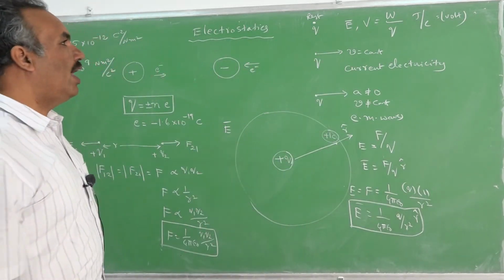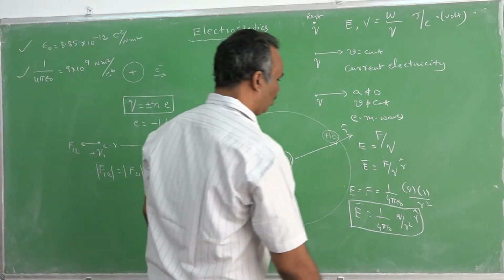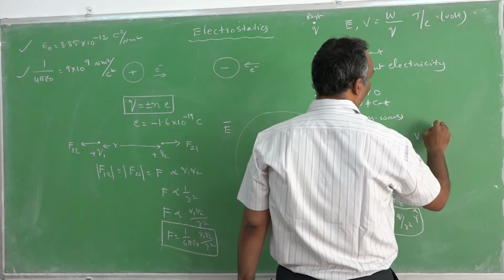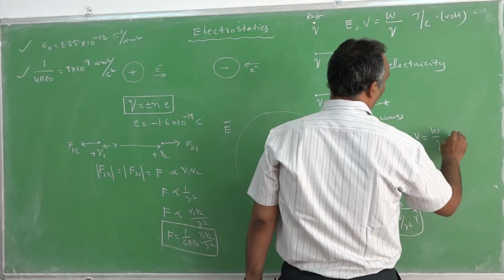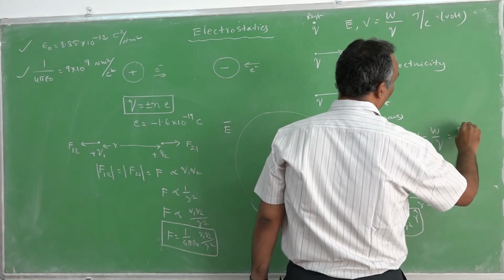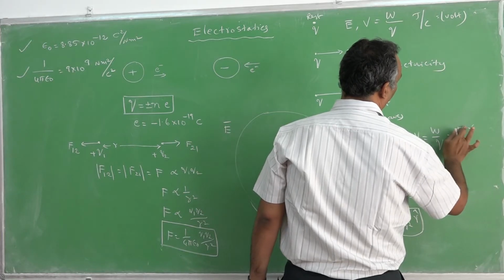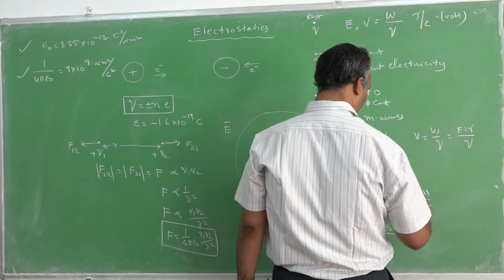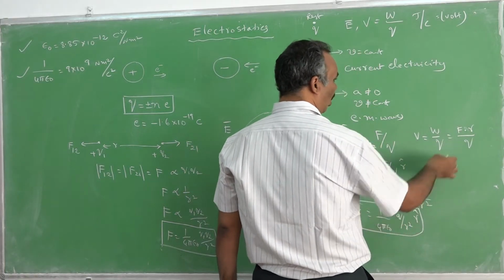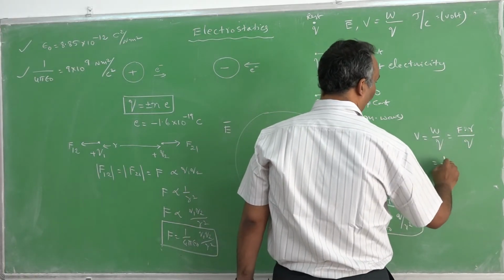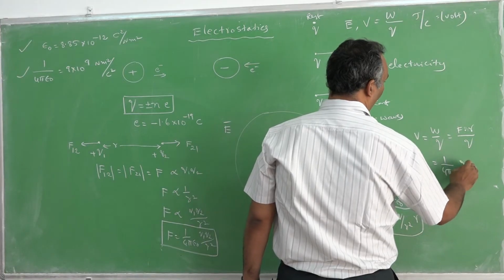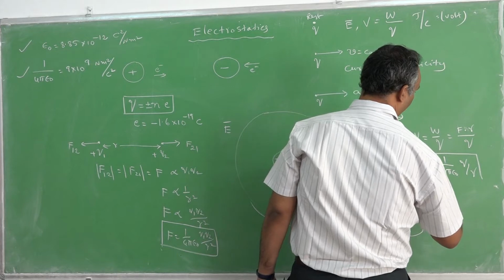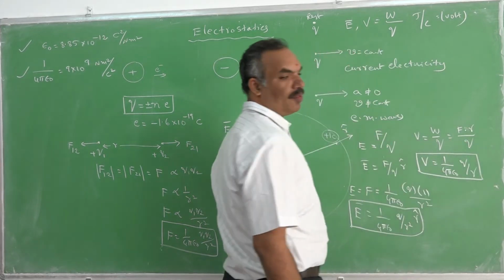If you want to give an expression for electric potential, then you should take work done. Work done is nothing but force into displacement, or F bar dot R bar, by Q. As you are bringing unit charge, force into R is nothing but 1 by 4 pi epsilon naught Q by R, which will be the expression for electric potential.